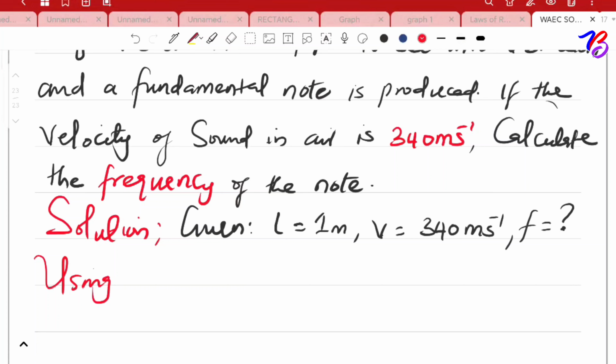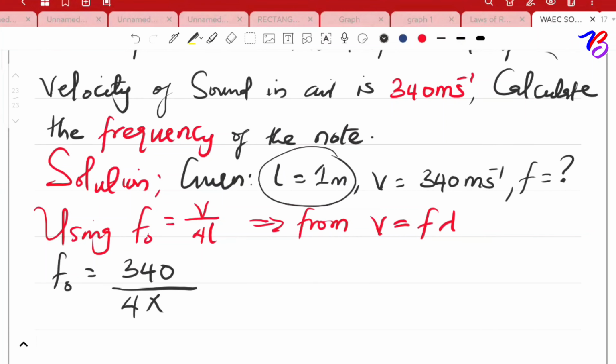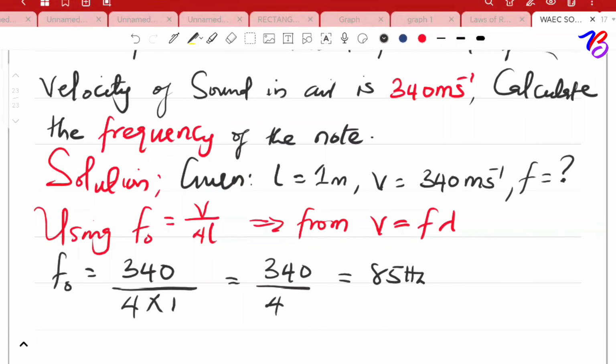So using F naught is equal to V over 4L. Now, why are we using 4L? Because it is closed at one end. And the 4L is gotten from V is equal to F lambda. So the lambda there, which is wavelength, is the same thing as 4L. Are you here? So by substitution, F naught is equal to our V, which is 340, all divided by 4 multiplied by our L, which is 1. So 4 multiplied by 1 is 4, and 340 divided by 4 will give you 85 Hertz.